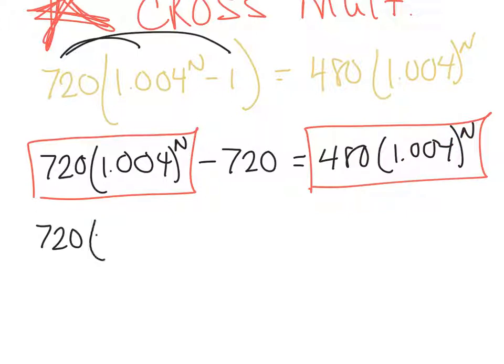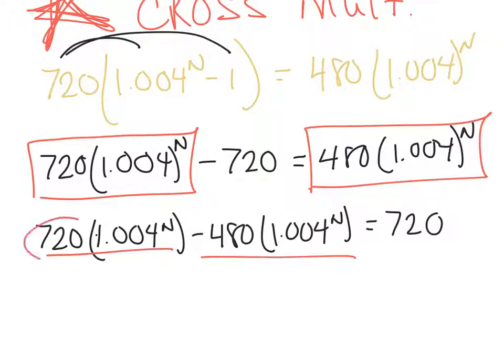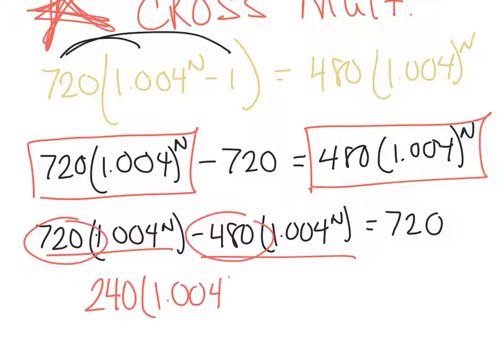So I'm going to say 720 times 1.004 to the n. And I'm going to bring this over, so minus 480 times 1.004 to the n equals a positive 720. Okay, I basically just swap spaces. I move this guy this way and this guy this way. Now, because those are like terms, I'm just going to subtract their coefficients. So circle them for yourself. 720 minus 480 makes 240 times 1.004 to the n equals 720.